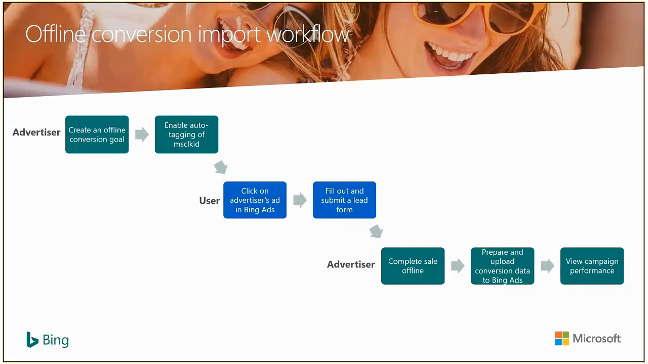A few days later, when the customer calls your local agent and completes the purchase offline, you have the conversion data along with the click ID all stored in your CRM. You can then prepare this data based on the template that we provided and upload it back into Bing Ads. In just a few hours after the upload, you will be able to answer that important question of what keywords or ads are driving your offline sales, not just your online leads.